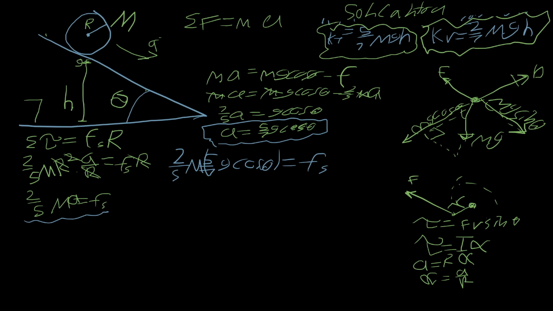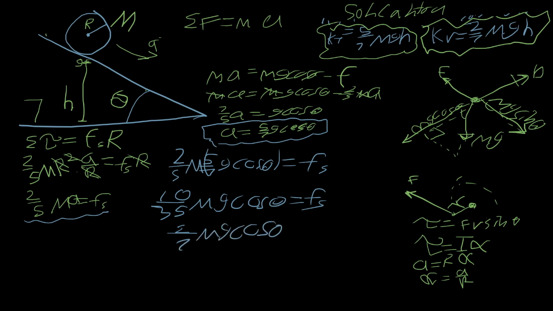So that's just going to give us 10 over, let's say, 35. So 25, 30, 35, 10/35 mass g cosine of theta equals our friction force, which is just going to be 2/7 mg cosine theta equals our frictional force that's acting on our ball.